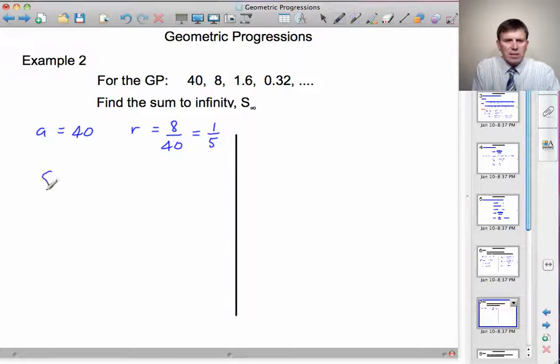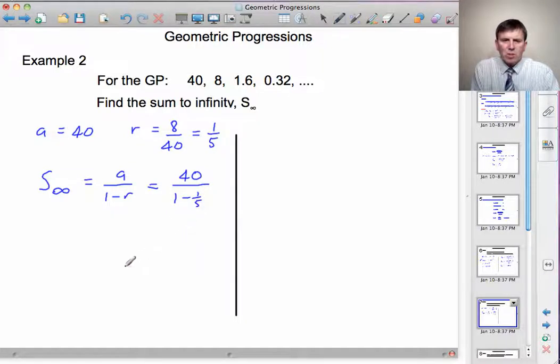Now, S infinity is equal to A over 1 minus R. It exists because R is less than 1. A over 1 minus R is what we're trying to find. So if we put in the value 40 for A, that's going to be divided by 1 minus 1/5.